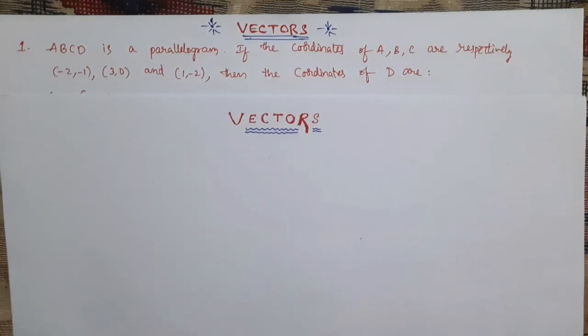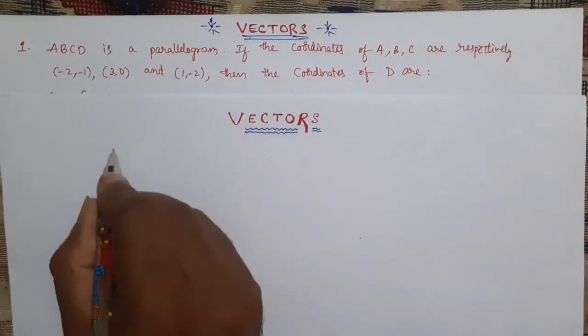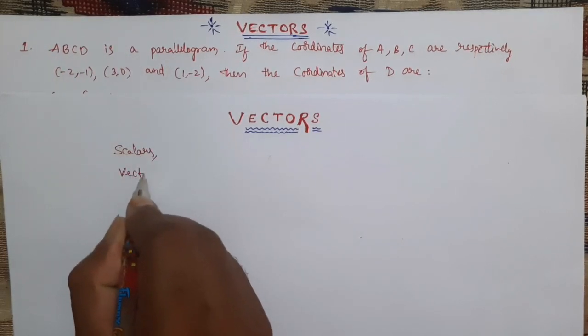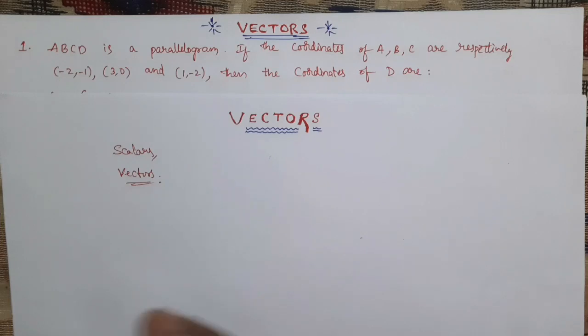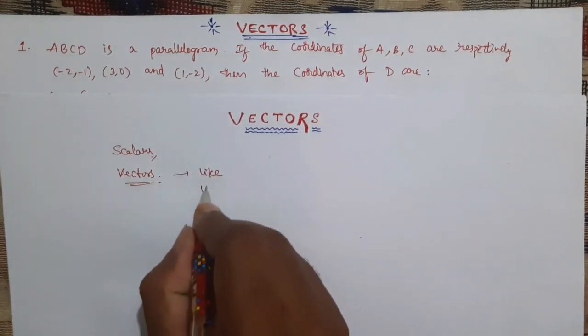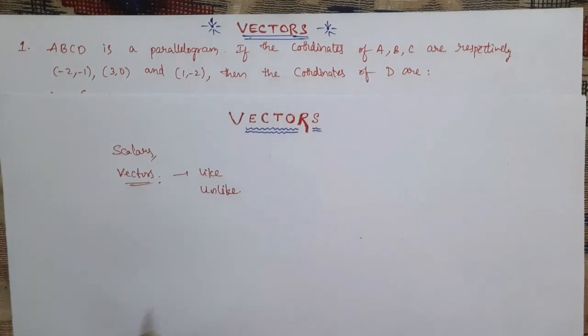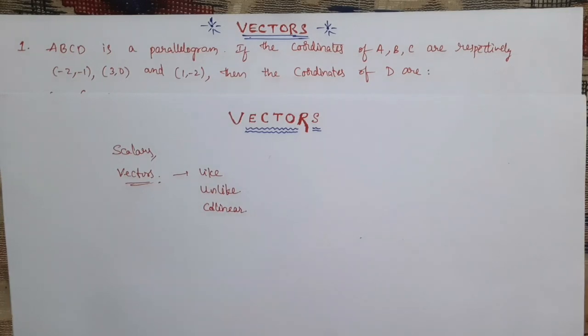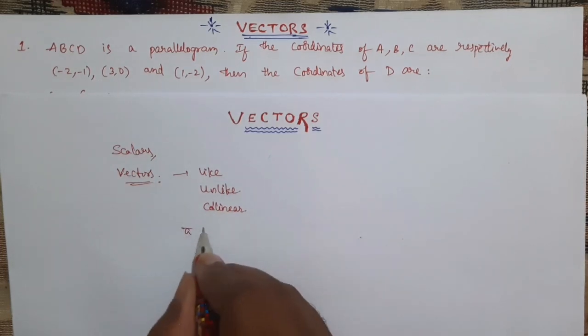When it comes to vectors, the introductory topics, synopsis, and formulas you need are, first, you should know what we mean by scalars, and then what we mean by vectors. In vectors we have different types: like vectors, unlike vectors, and then collinear vectors. Regarding this you need to know the introduction, and what we need to do if A and B are collinear.